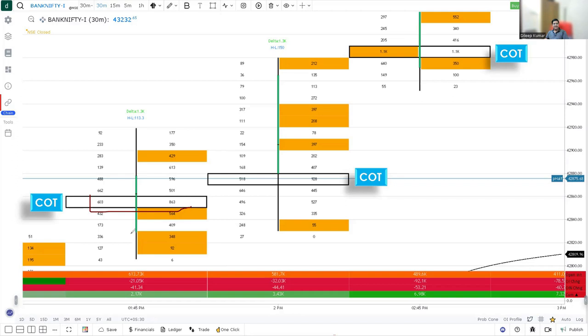Now, let's first understand what this candle is. Here, the opening is here, the prices went down, the prices went up, and it closed here. Now, if you understand, the POC is here, and the maximum amount of traders have committed here. So what does it tell you? The prices might go further high, right?